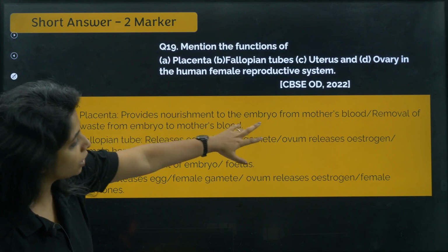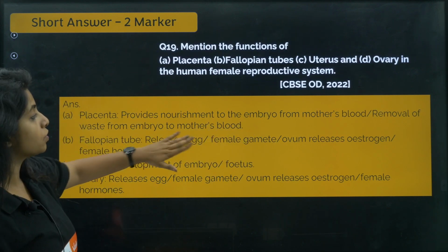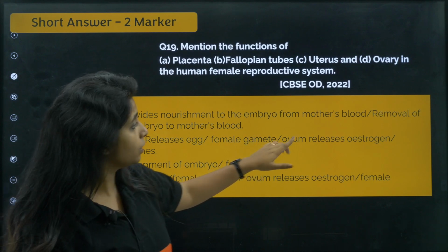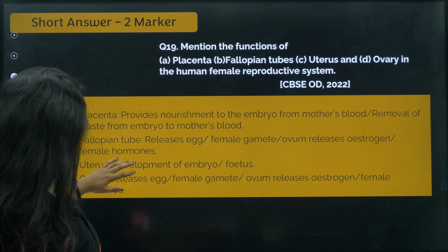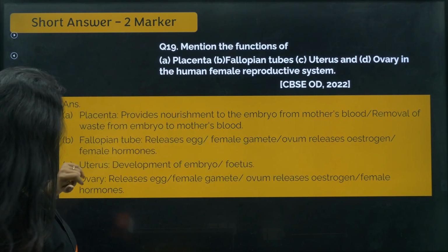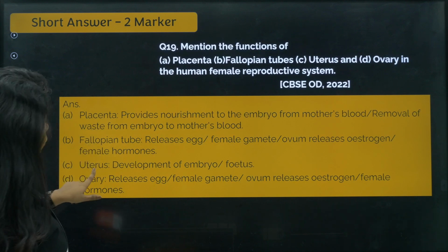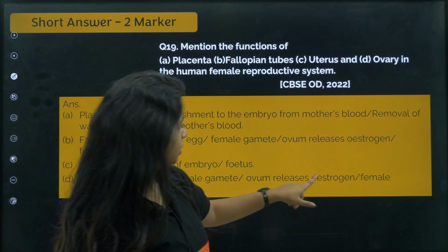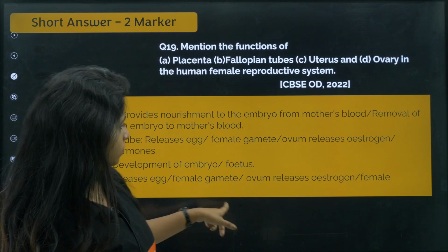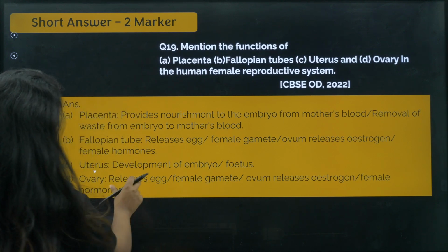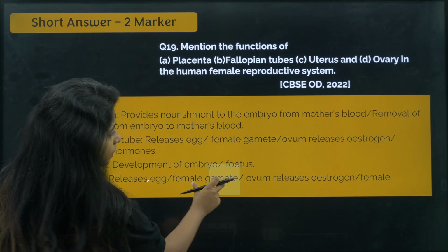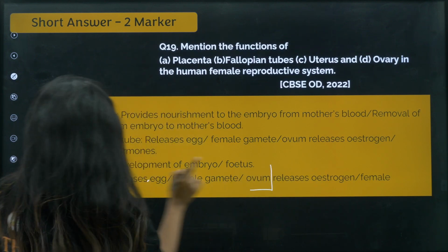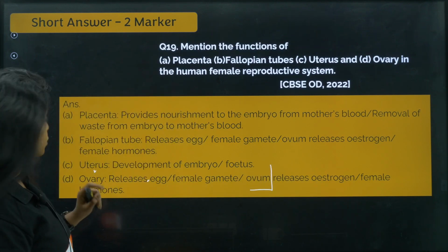Placenta provides nourishment to the embryo from the mother's blood and removal of waste products from the embryo to mother's blood. Now fallopian tube releases egg, female gamete, ovum, releases estrogen. What? Just a second. Okay, wait. Uterus is there for development of embryo, ovary is there for releasing egg, the female gamete, or basically ovum. And then it releases estrogen, the female hormones as well. That is the function of ovary.